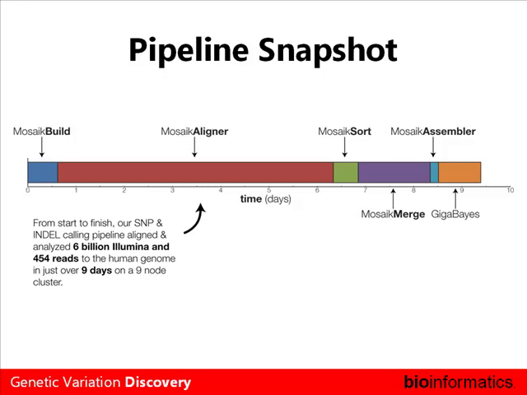So when you have crazy advisors, sometimes they come to you with a pile of data and say, please analyze this. And so that happened to me last fall. My advisor came to me with 6,454 in Illumina reads and said, can you please align these and look for SNPs and indents? So I put together the pipeline, and using Mosaic and Gigabase, it actually, on a 9-node cluster, took 9 days to complete.